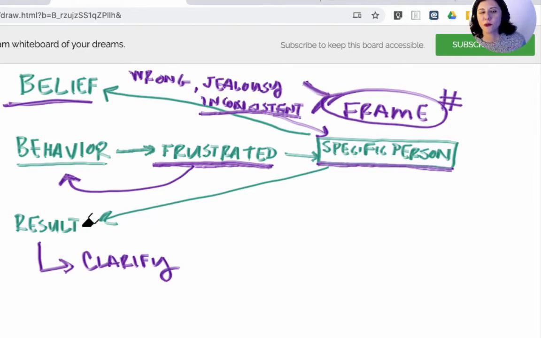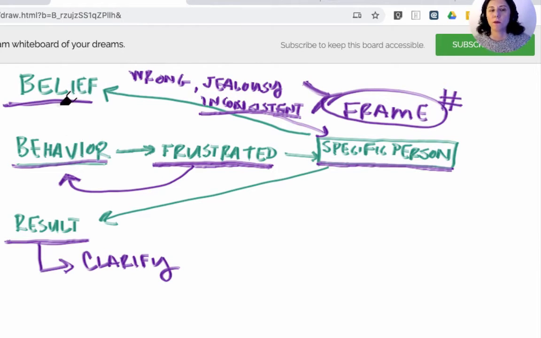So also the result, you can clarify. If the result isn't clear, the behavior can be modified. If you as a leader are not clear about what you are expecting and when and how even, then the people under you are just going to make it happen however they think it can be accomplished. And that may not match up with what you desire or how you want it to be completed.